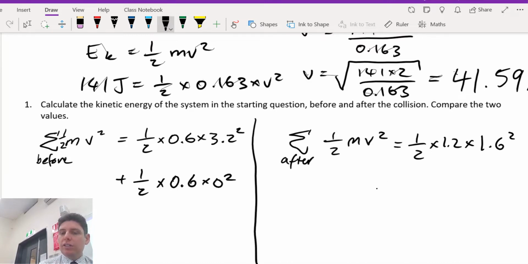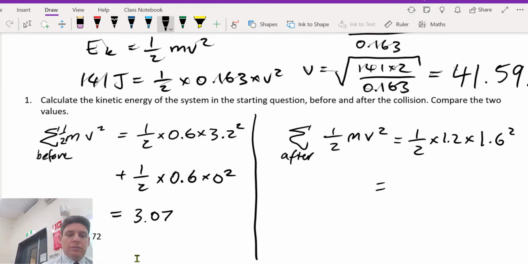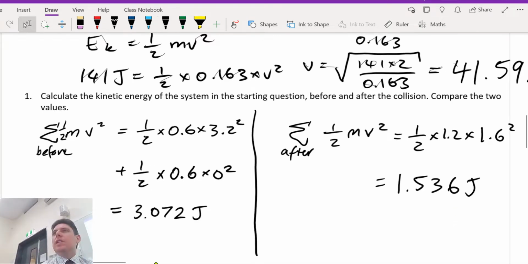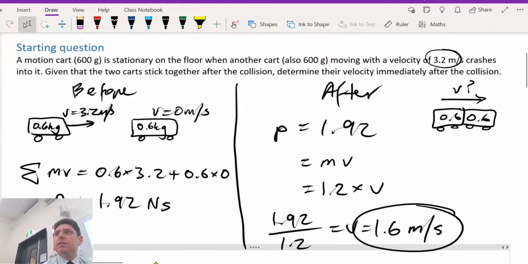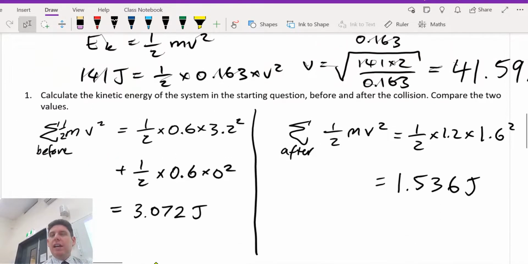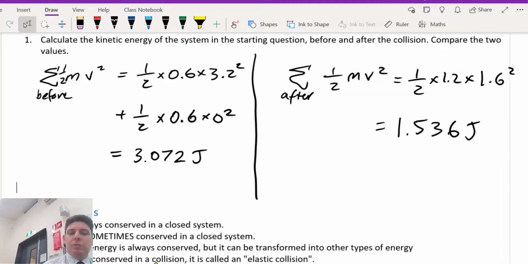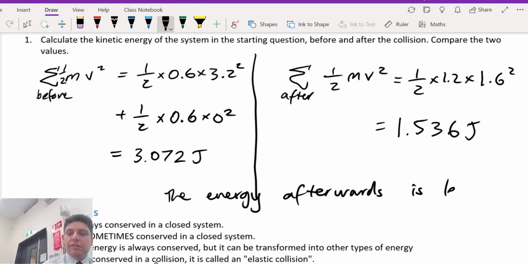Okay, so put it into your calculator. You tell me what happened. Energy was lost to the system. So was momentum conserved? Momentum, was it conserved? Yes, momentum's conserved. Is energy conserved? So we should make a comparison. The energy afterwards is less. Energy has been lost.